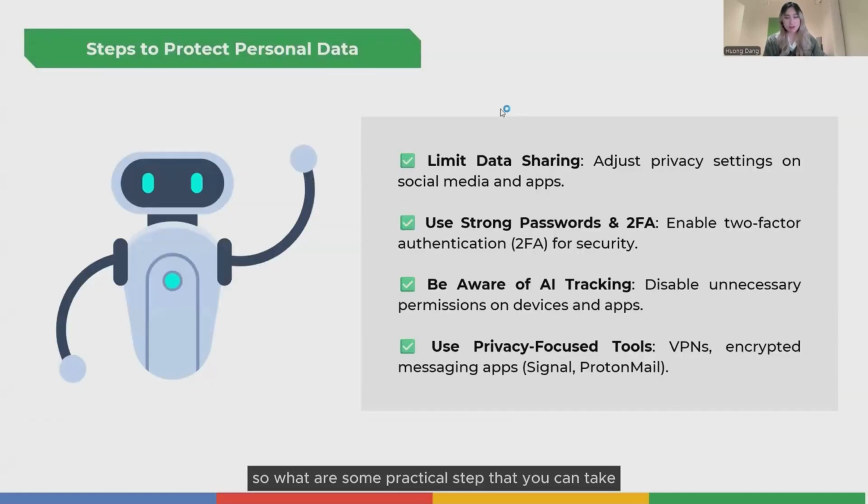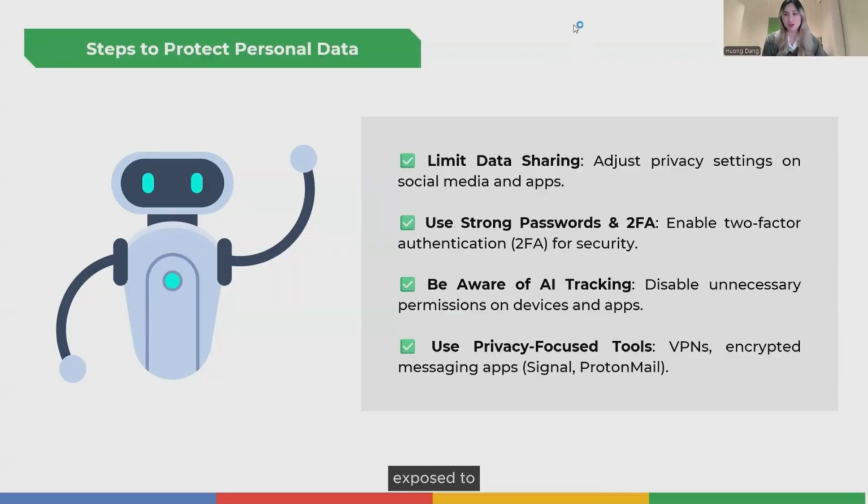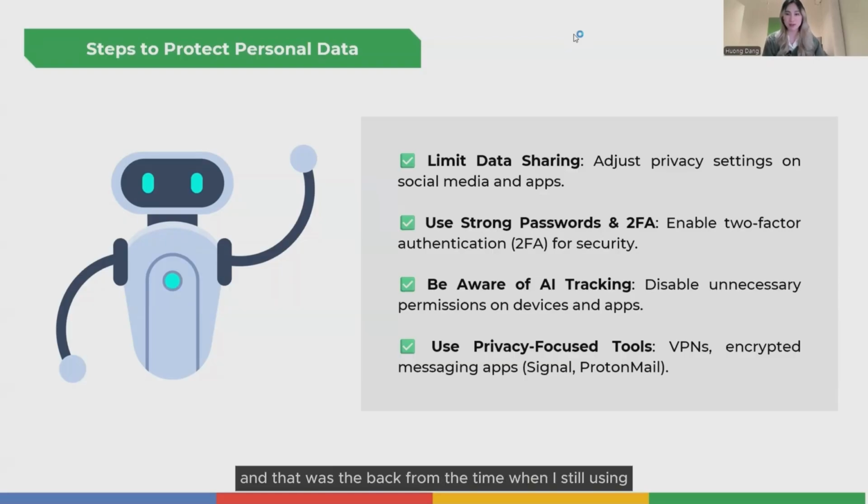So what are some practical steps that you can take? First, adjust your social media privacy settings to limit the amount of data you are sharing. There is not always a need to share everything publicly. Then you can also use strong, unique passwords and enable two-factor authentication to secure your accounts. Believe me, this is sometimes not even enough, as I have been exposed to a password leak that dated back to the time when I was still using the same password for many things.